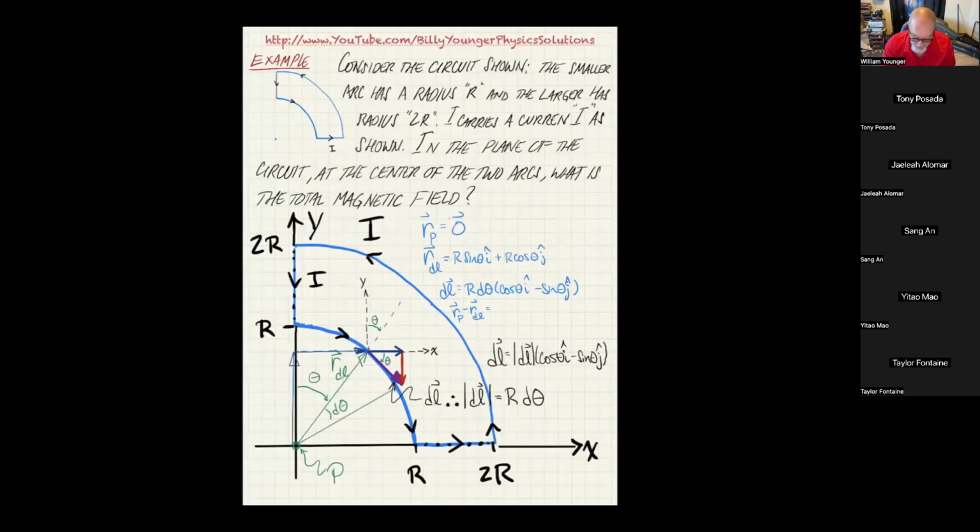So the difference, I'm going to take RP and subtract from it RDL. And that's just 0 minus R sine theta i hat minus R cosine theta j hat. Now, the last thing we've got to calculate is the magnitude of that vector.